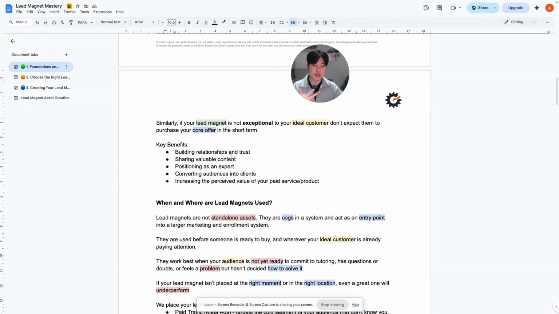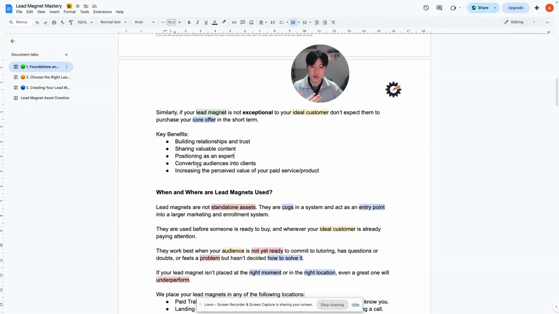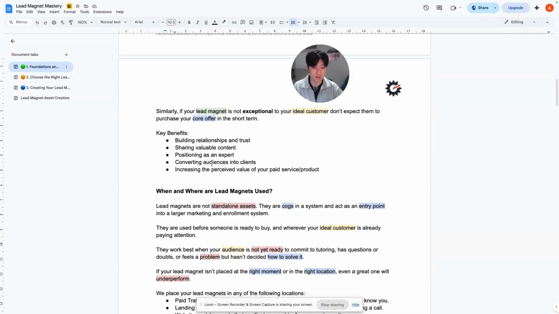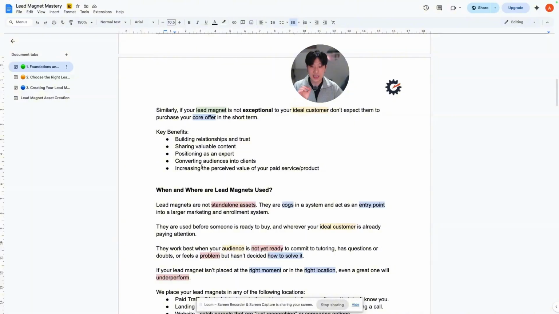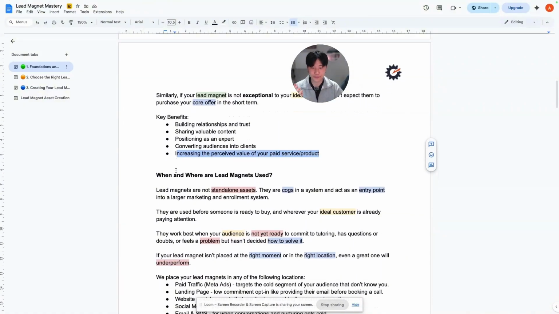Thirdly, you get to position yourself as an authority figure and an expert. Fourthly, you can convert your audiences into actually paying clients more often than not. And lastly, there is an increased perceived value of your paid service and product. If your free stuff, your lead magnet, was that good, imagine how good your paid service would be. That's what they'll be thinking.